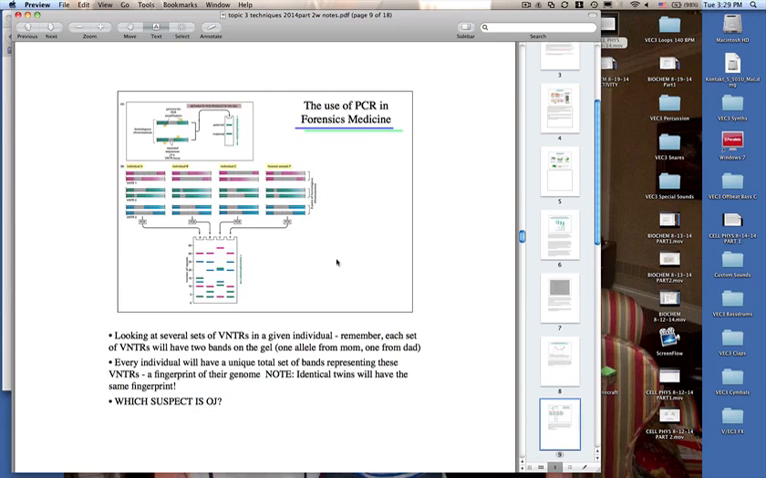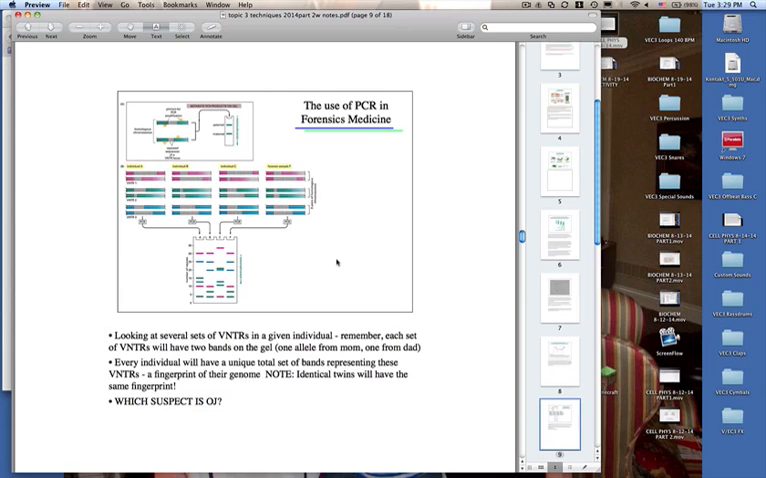Right? We can do this with VNTRs. We could do it with SNPs. We could do it with RFLPs. Obviously, the analysis would be different, right? If you were looking at a spectrum of SNPs, you'd have to actually sequence them to see whether the polymorphisms were there. Or if you were doing RFLPs, you'd have to do a southern to look for the different probes. So VNTR analysis is the fastest way to do that. But in theory, you could use SNPs or you could use RFLPs to do this same kind of thing.